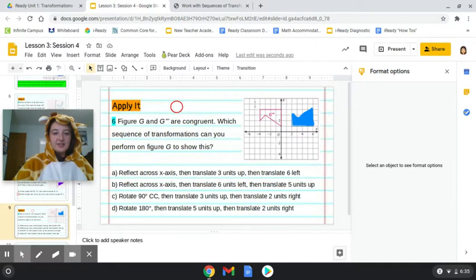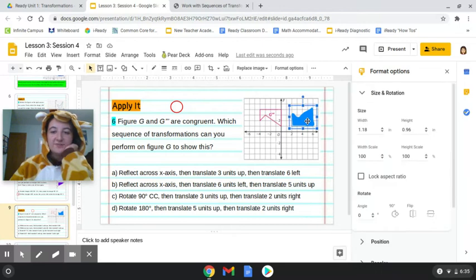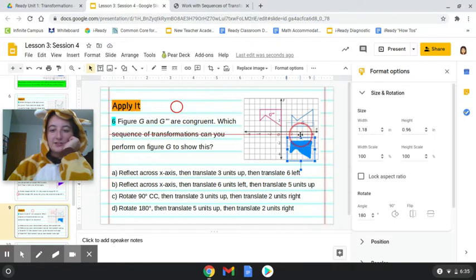Next we have question 6. So we have this G and G double prime, and we need to figure out which of these sequences of transformations we can perform on G to get to G double prime. So if we start with A, it's asking us to reflect over the x-axis. So that is like this one here. Then we are going to translate it 3 units up. So 1, 2, 3, and then 6 to the left. 1, 2, 3, 4, 5, 6. That does not land on G double prime, so that cannot be our answer.